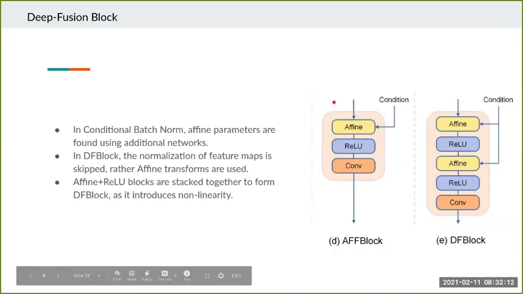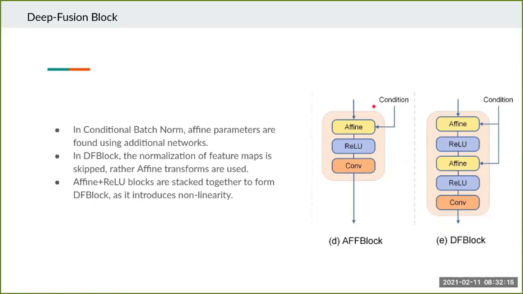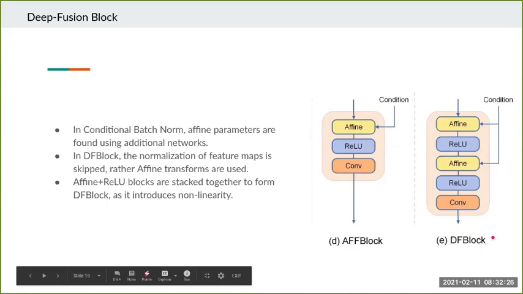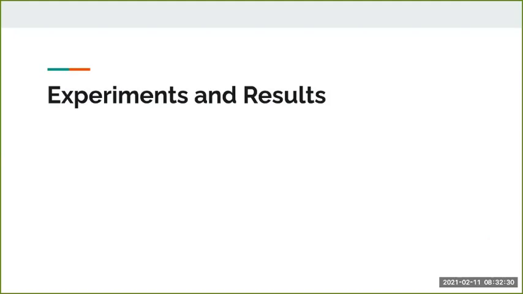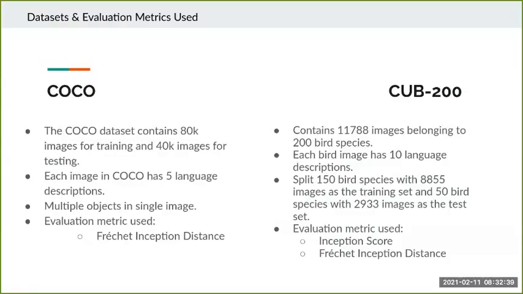So basically, they removed the batch normalization step. They kept all the rest of it, and they deepened the network. So this is what they finally arrived at. This is what they call the deep fusion block. So these were the different changes, or nuances, that they introduced in the paper, and then they performed some experimentation. The data sets that they used were COCO and CUB200.